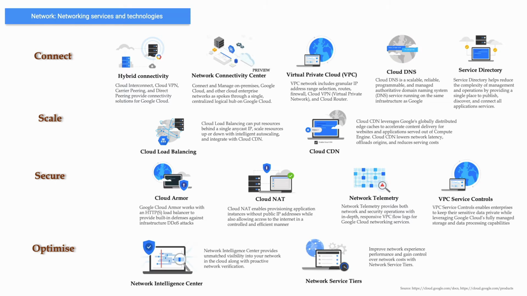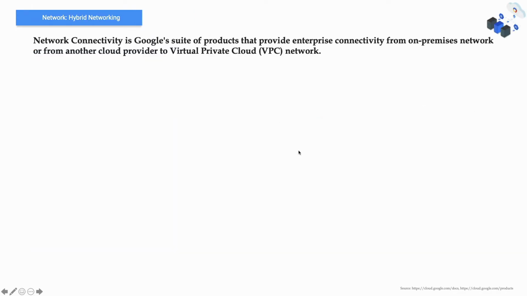Then when it comes to optimize, you have Network Intelligence Center, which provides comprehensive network monitoring of your network with proactive network verifications. Then you have network services tier. Network services tier, there's primarily two: Premium tier and the Standard tier, which is basically how fast your connection is. So let's look at hybrid networking.